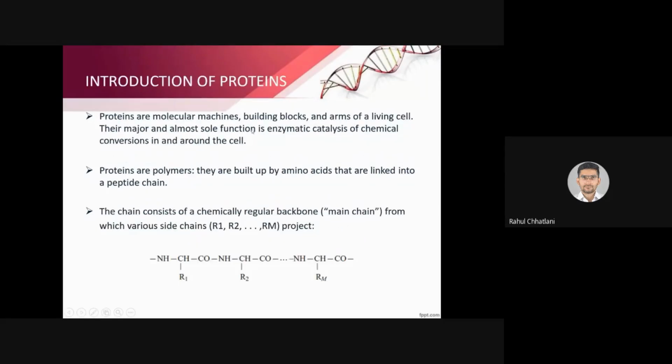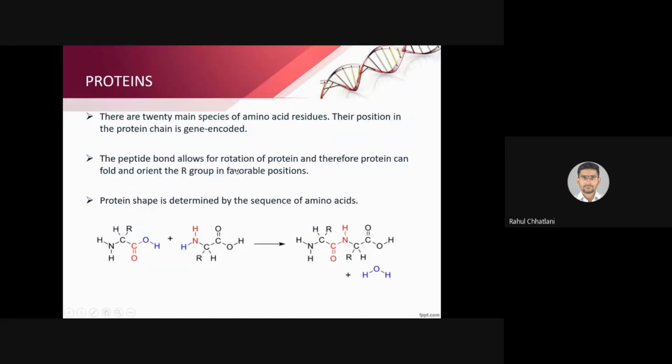Amino acids form the basic building blocks and arms of a living cell. Any information you want to pass between the cells or outside the cell, you always need a protein. Yes, proteins are made from peptide chains between various amino acids. Then we discussed the sequence and the peptide bond. The peptide bond also allows for rotation of the protein, therefore it can orient the R group in a favorable position wherever required.